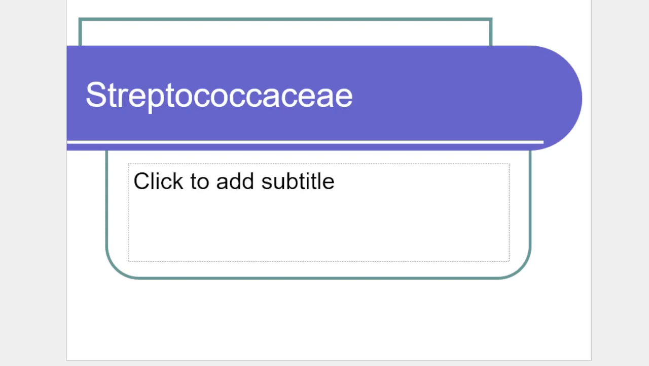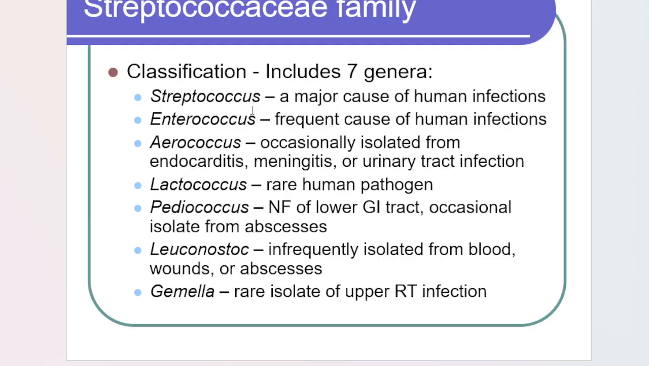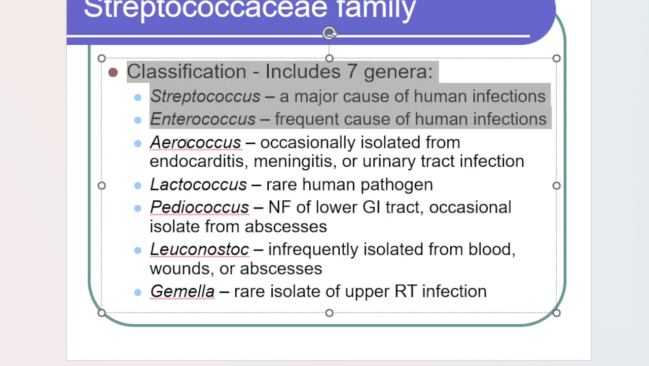Okay, so this is the second part of our discussion regarding gram-positive cocci. So we have here the Streptococci. Under this family, we have the genera which are medically important: Streptococcus and Enterococcus, but there are other genera under the Streptococci family. However, our discussion will focus on the two, Streptococcus and Enterococcus, because as you can see, these are the major cause of human infections or frequent cause of human infections.